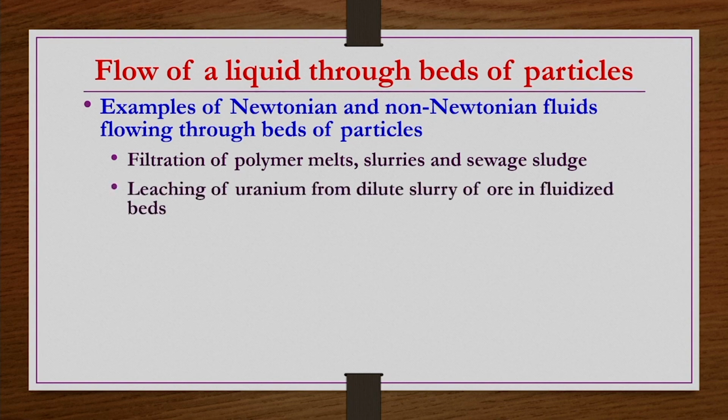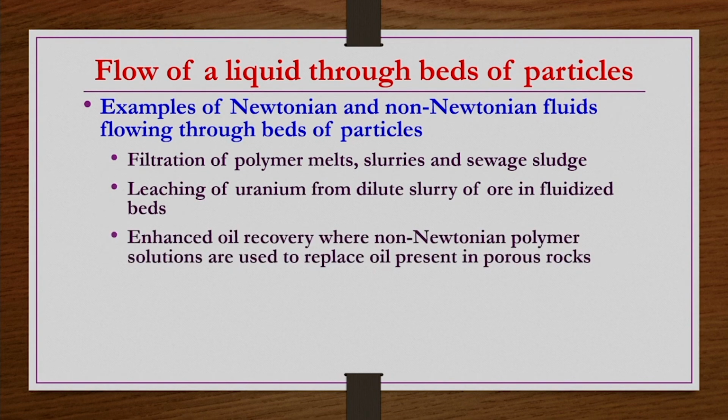Then leaching of uranium from dilute slurry of ore in fluidized beds is another example. Then enhanced oil recovery, where non-Newtonian polymer solutions are used to replace oil present in porous rocks. In general, in petroleum rocks, a lot of oil is filled in the porous structure. In the primary and secondary extraction or recovery of the oil, most of the oil is taken out from the oil rocks.